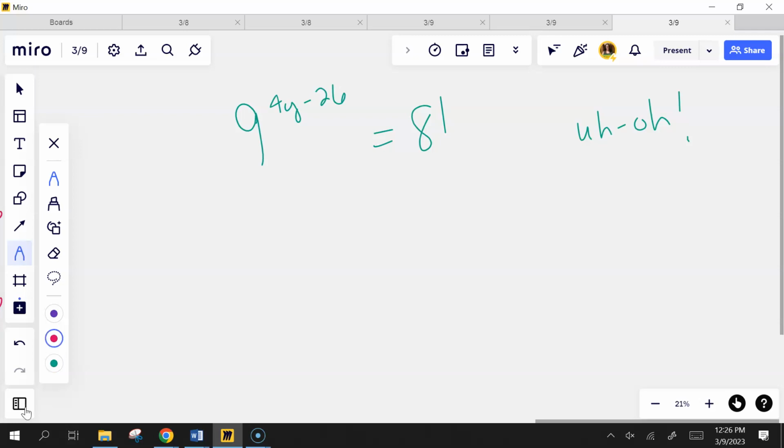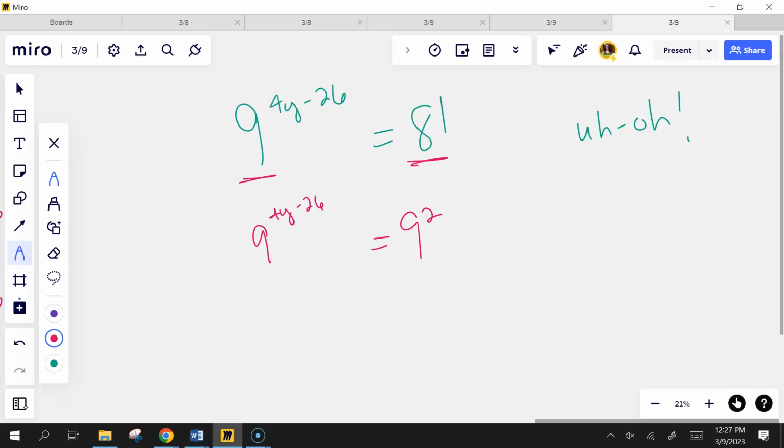It may not be just one that I have to manipulate; I might have to manipulate both of them. In this case, I can just manipulate the 81 to have a base of 9, but it could be that I have to manipulate both. So here I could make this 9 to the 4y minus 26, 9 to the second.